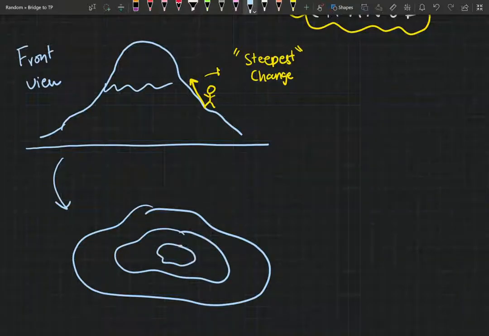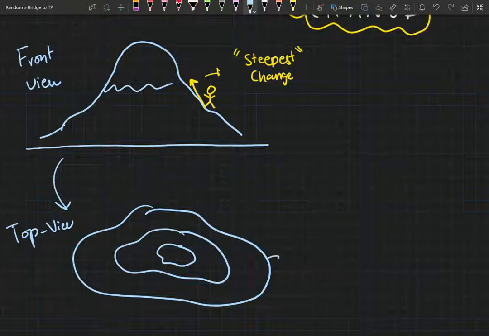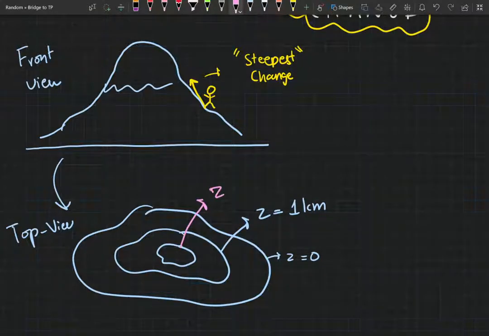So basically what I'm doing here is taking a top view of the mountain. And this right here represents z equals 0. This is starting at ground level. And you're going at z equals, let's say, 1 kilometer, or miles, whichever units you want to use. This is z equals 1 kilometer. And just to make it visually more appealing, this is z equals 1.5 kilometers.